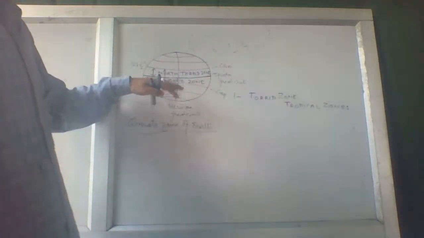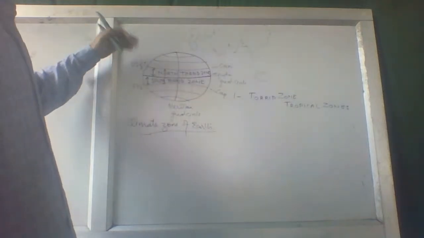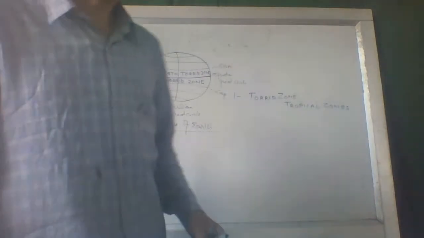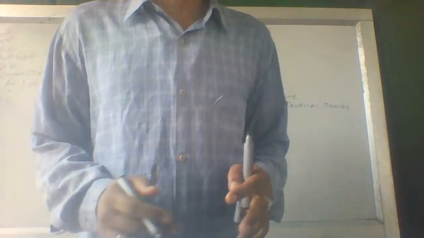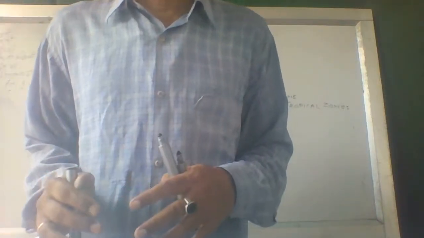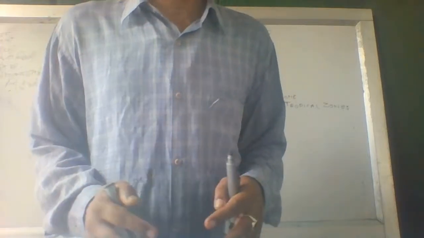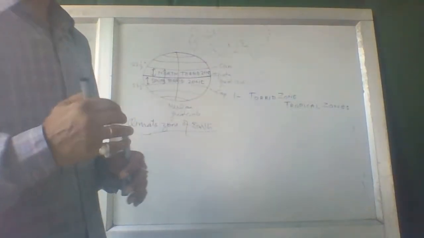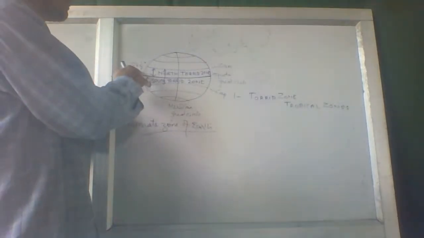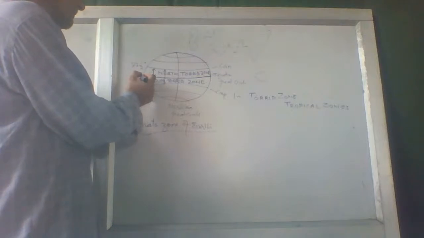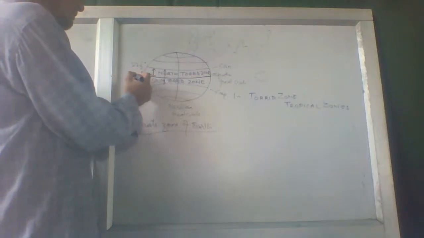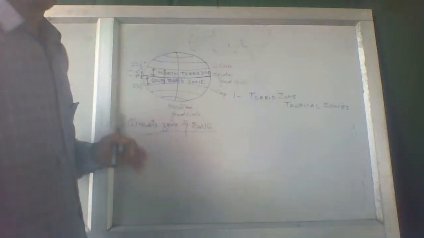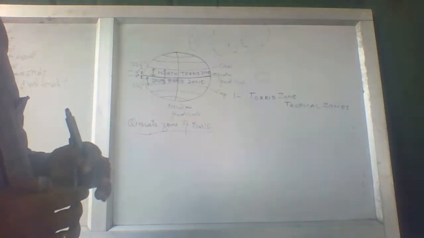Now we have seen the equator has divided this into two parts, upper towards the north, 23.5 degrees, and lower towards the south, 23.5 degrees. The area between 5 degrees north and 5 degrees south of the equator is called the doldrums or the equatorial zones.